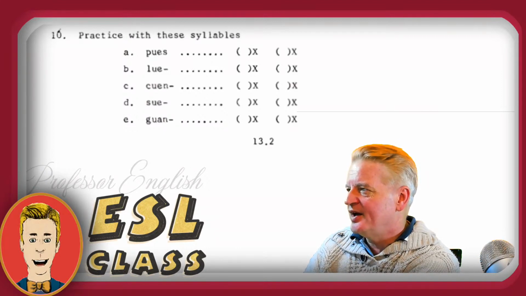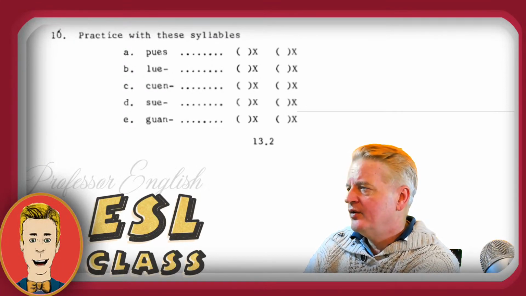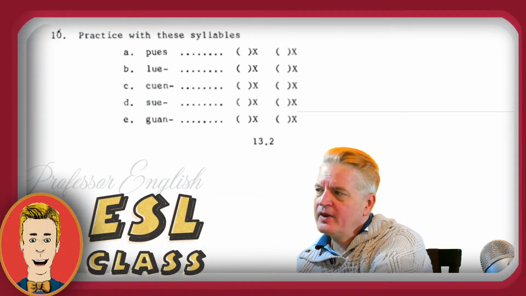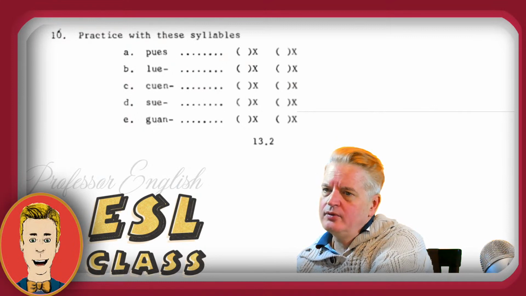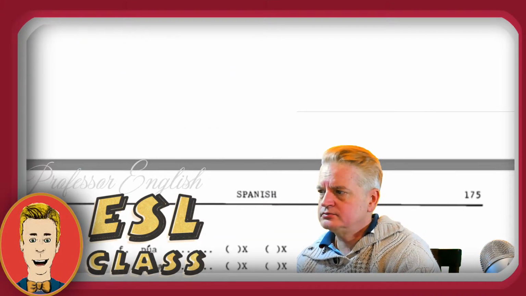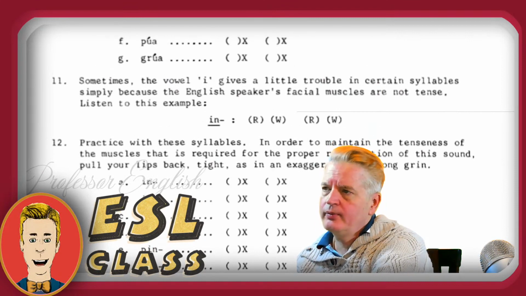C. C-U-E-N. Gwen. Gwen. D. D is S-U-E. Swe. Sue. E. G-U-A-N. Guan. Guan.